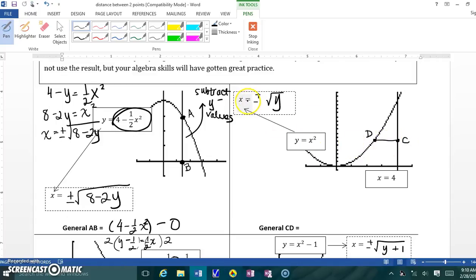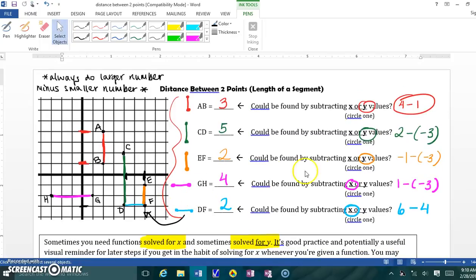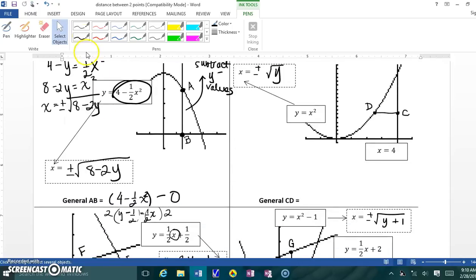And here, again, this was an easy one to solve for x. It's plus or minus the square root of y. Now, I have two possibilities here. And let's think, what should we be subtracting, x's or y's? Well, I have a horizontal line segment. And whenever I was up here, if I had a horizontal line segment, I subtracted x values. So whenever I'm down here, here's another horizontal line segment, but it's general in terms of functions. So I should also be subtracting my x values. So I'm going to make a note here, subtract x values.